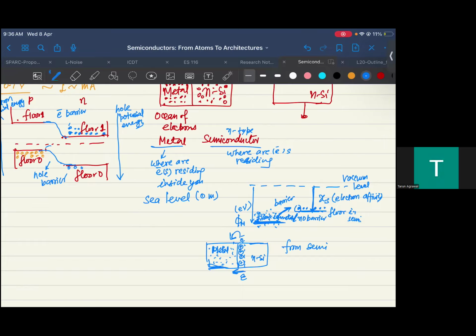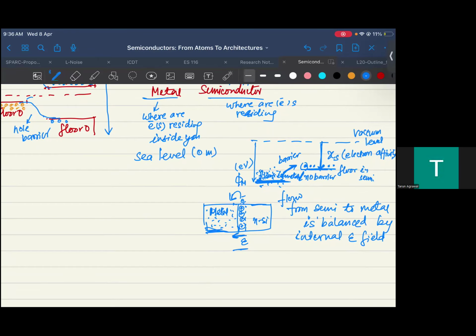So these electrons, whatever are going from semiconductor to metal, the flow is balanced by your opposite electric field, very similar to what we talked about in the PN junction. It is balanced by your internal electric field, giving a null net field. Now you see a very interesting thing: there is no junction on the metal side, because metal has a sea of electrons.